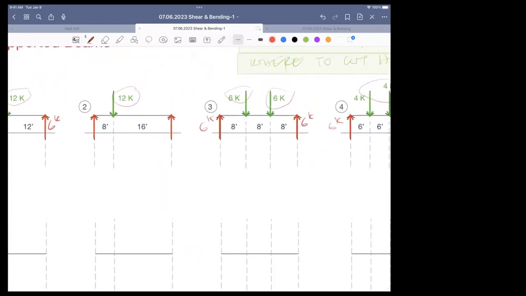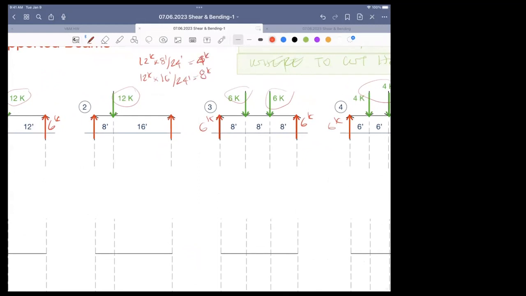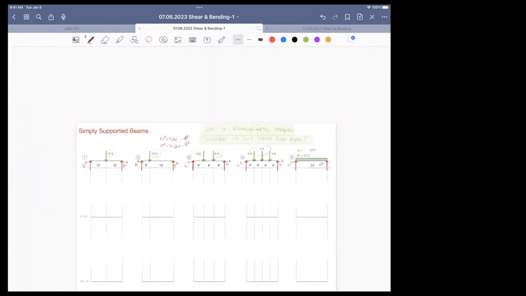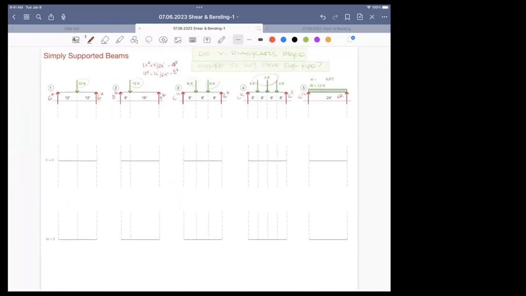Case number 2, we just did 12 kips times 8 over 24 and 12 kips times 16 over 24, 1/3 and 2/3, 4 and 8. So those are my reactions due to this non-symmetrical case, 8 kips and 4 kips. So I don't need to draw any diagrams. If you're asking me how much is the maximum shear, I'll tell you it's equal to the reaction. 6 kips, that's the maximum shear. Don't draw diagrams, don't draw anything.